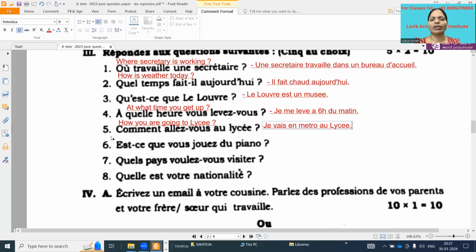Next one. Est-ce que vous jouez du piano? General questions. Do you play piano? So you will only write like that for general questions. They won't come and check whether you are playing or not. Okay? These are general, easy questions actually, and you will easily get 2 marks. Oui, je joue du piano. Yes, I play piano. So, oui, je joue du piano.